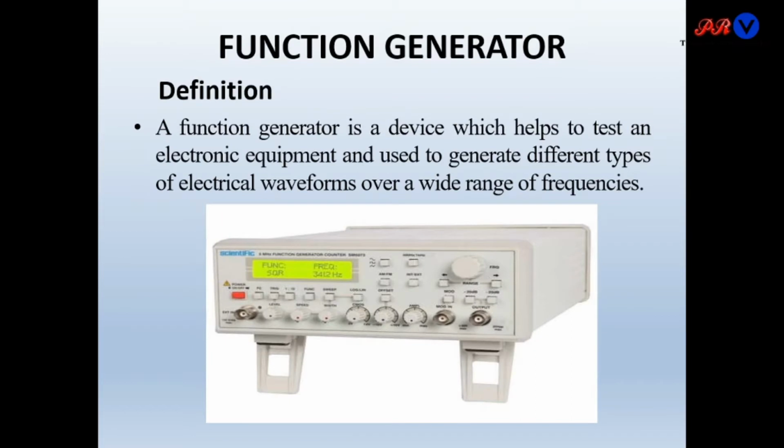Let us start. So first is the definition. A function generator is a device which helps to test an electronic equipment and is used to generate different types of electrical waveforms over a wide range of frequency. So it is a laboratory equipment which is used to generate different types of electrical waveforms, sine wave, square wave, triangular wave, over a wide range of frequencies. Frequency can also be varied here.